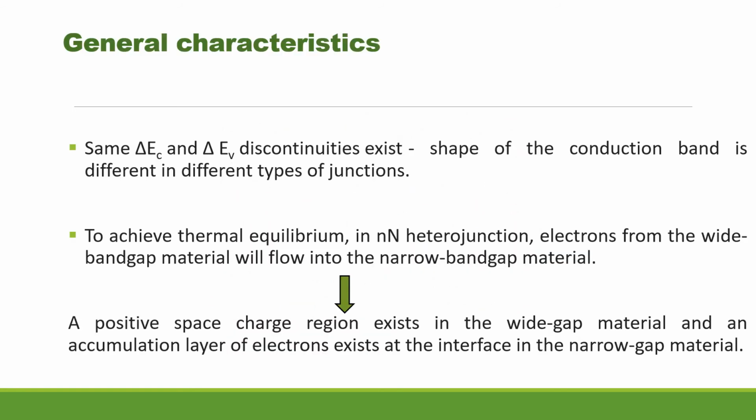Now we discuss the general characteristics of the energy band diagram. The same delta EC and delta EV discontinuities exist, although the general shape of the conduction band is different in different types of junctions. To achieve thermal equilibrium in an nN heterojunction, electrons from the wide bandgap material will flow to the narrow bandgap material. Due to this, a positive space charge region exists in the wide bandgap material and an accumulation layer of electrons exists at the interface in the narrow bandgap material.